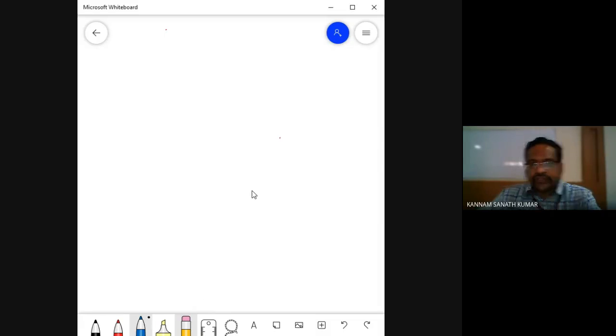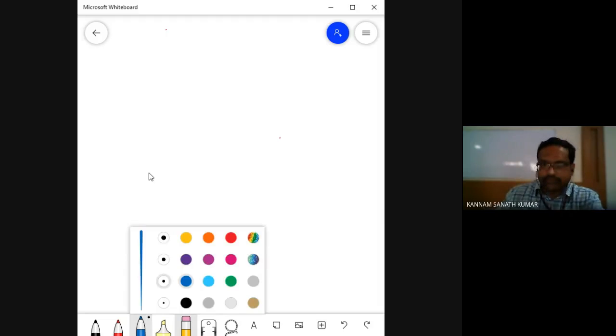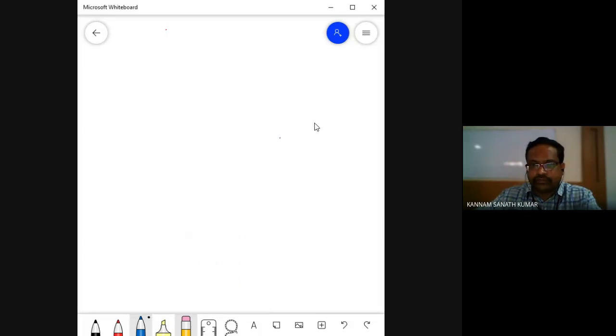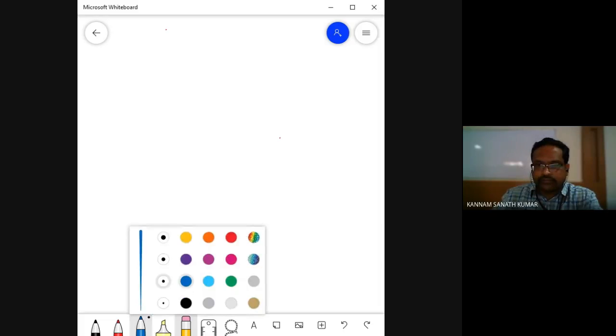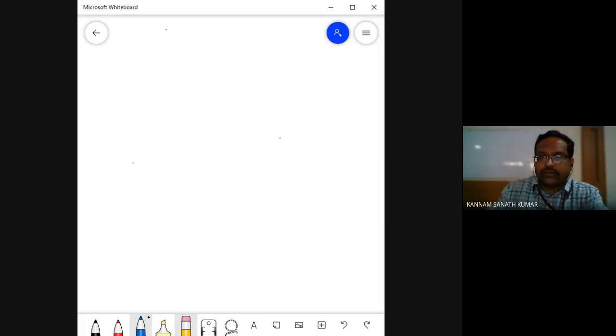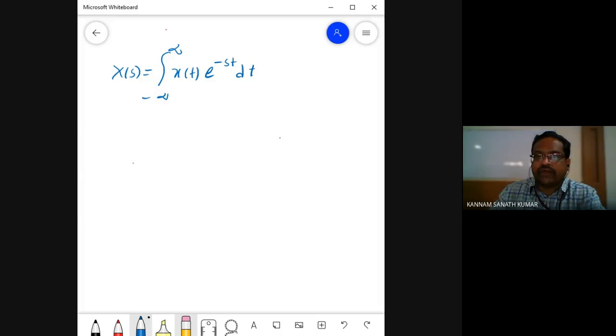The basic definition for the Laplace transform is X of s equal to integration from minus infinity to infinity x of t into e power minus st dt. So this is the basic formula for the Laplace transform.